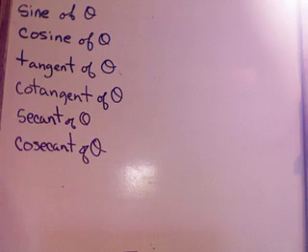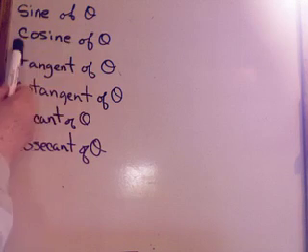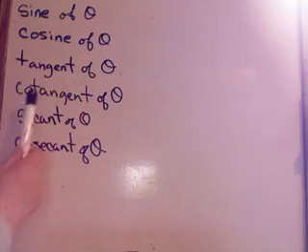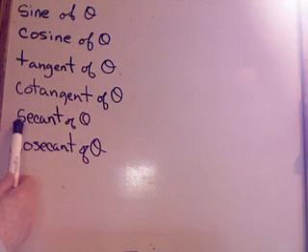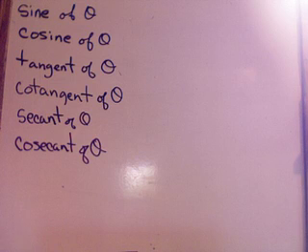In this section of the book, we're going to be studying trig functions, and there are 6 of them. The sine of theta, the cosine of theta, tangent of theta, cotangent of theta, secant of theta, and cosecant of theta. Most of the time when we use them, we're going to be using their abbreviations. So I'm going to show you what their abbreviations are.